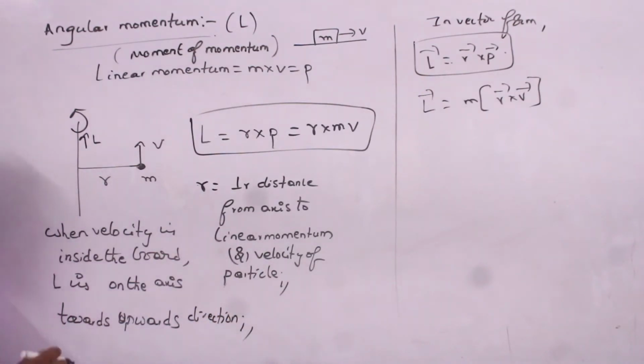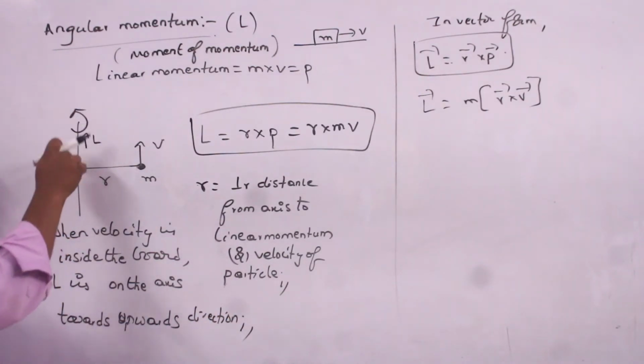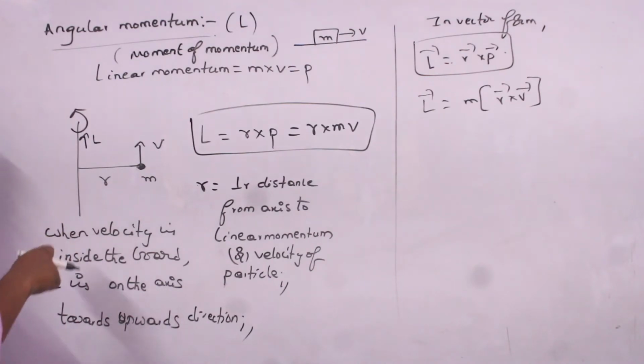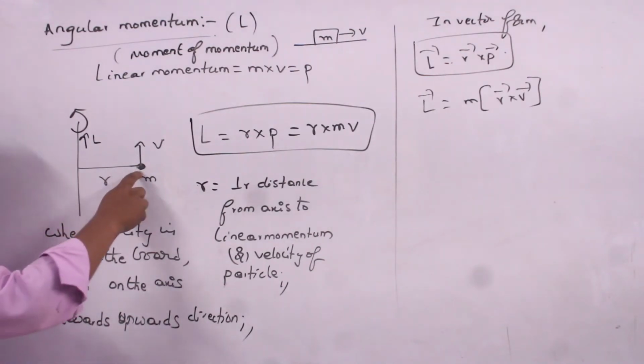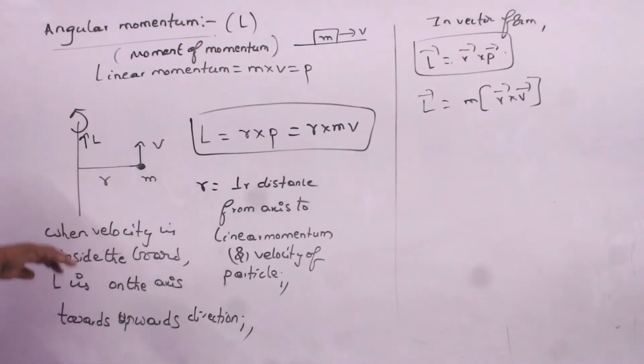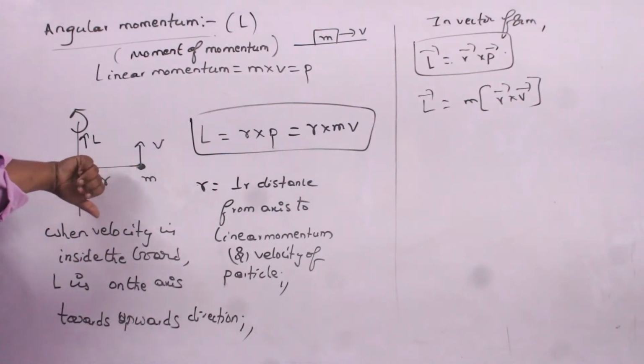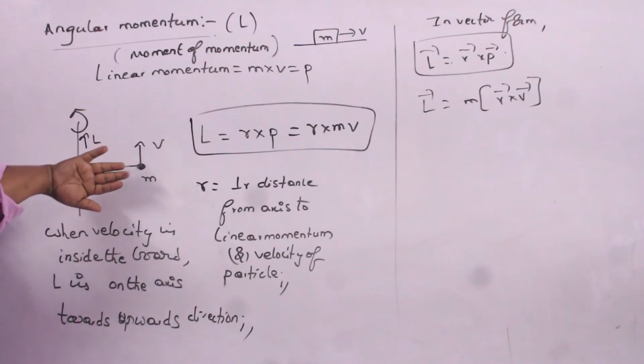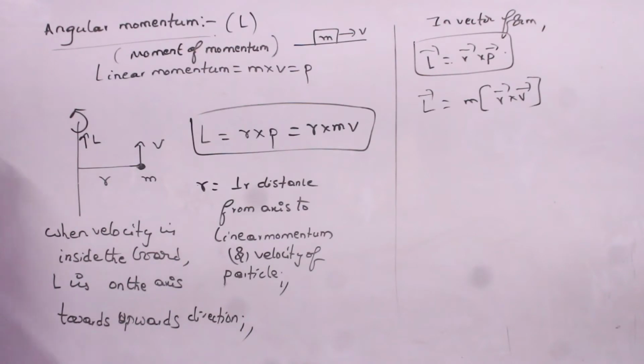Are you able to understand? Angular momentum can be in this direction also, downwards also. Downwards in which condition? When the particle is coming out of the board. When velocity is out of the board, then you have to do r dash cross p dash. Suppose the particle is coming out, r dash cross p dash. Then the thumb is towards the downwards of this axis. Now it is present on the upside of this axis. That's it. That is how you can find out angular momentum.